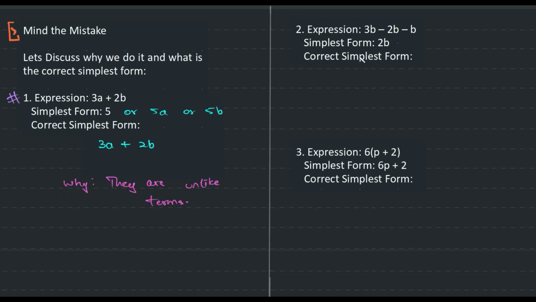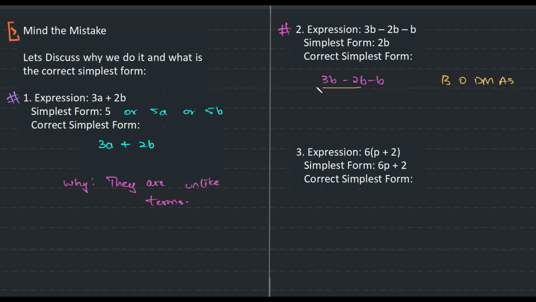Now here, what is the exact answer? What is the actual answer? The actual answer is 3b minus 2b minus b. So we have to first simplify from the left. See, again, remember, variables are nothing but placeholders for numbers.